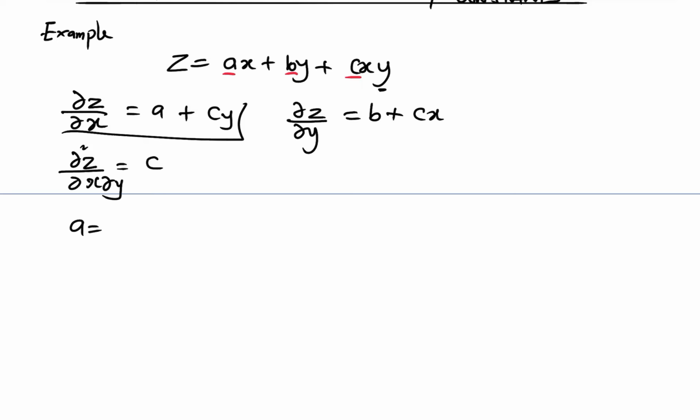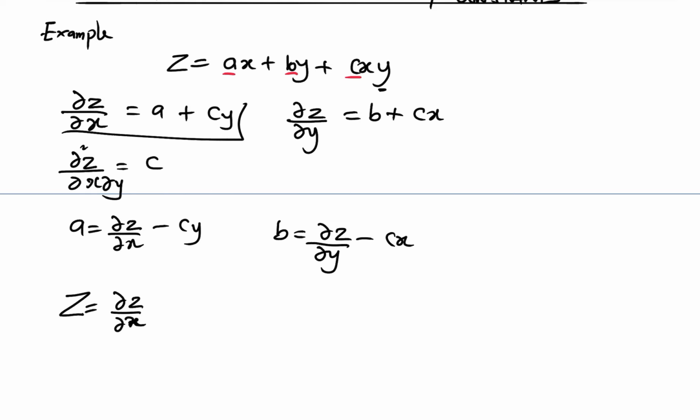If we make a the subject of the formula, it's going to give us delta z over delta x minus cy equals a, and for b, it's going to give us delta z over delta y minus cx is b. So we can substitute into this. So z is going to become what? A is what? It is dz dx minus cy, and our c is the second derivative with respect to dx dy. Yes, cy.